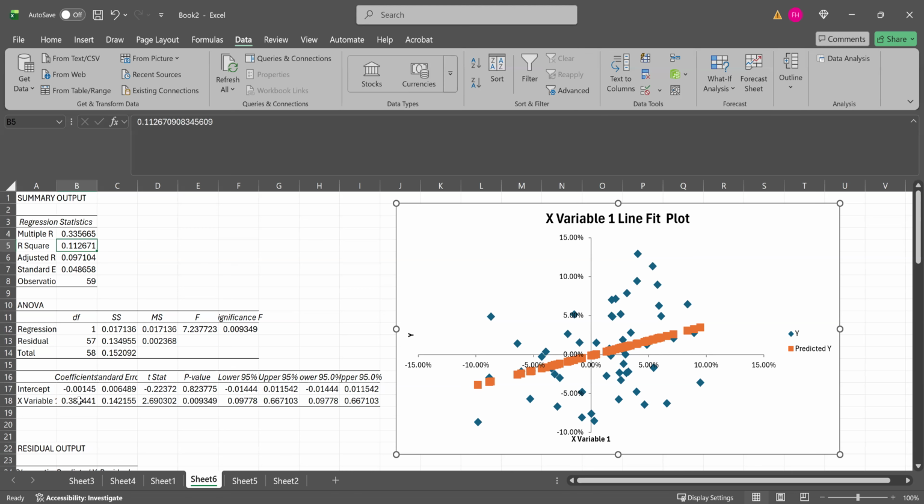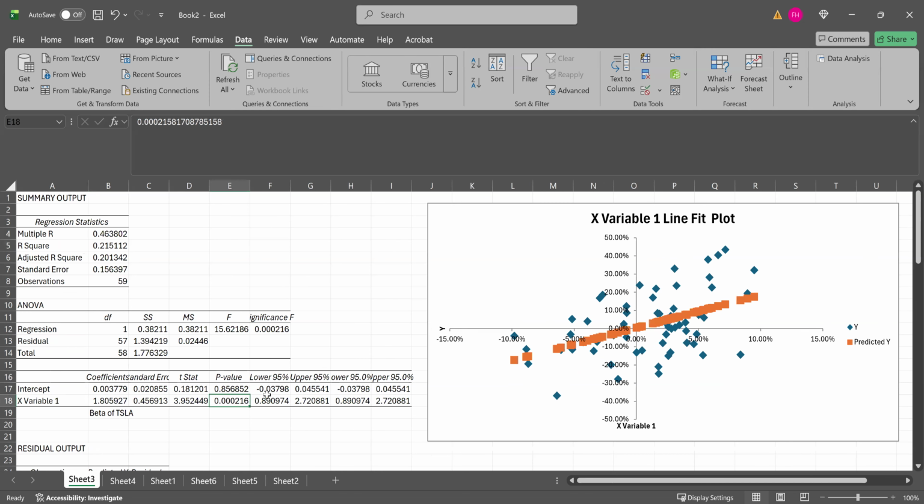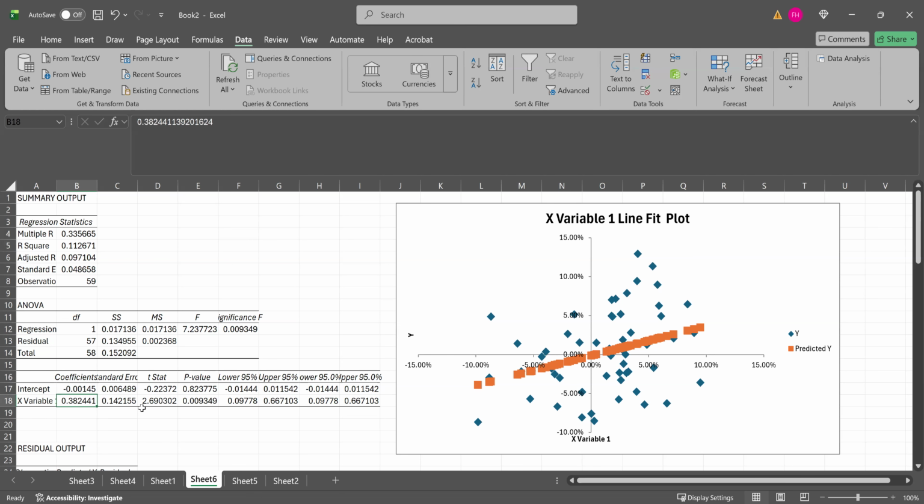You can see for Procter and Gamble, it has a very low beta relative to Tesla. It's 0.382. For Tesla, it was 1.8. So on average, when the market moves by 1%, Tesla moves by 1.8%, while Procter and Gamble would move only by 0.38%. And for that reason, you would prefer to have a higher beta portfolio when the market is up and a lower beta portfolio when the market is down.